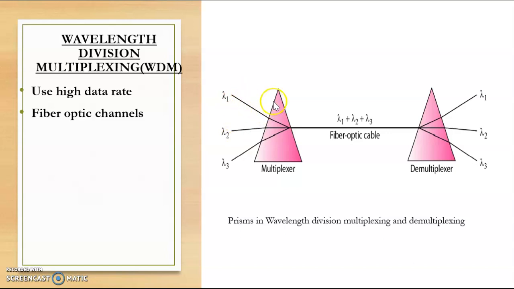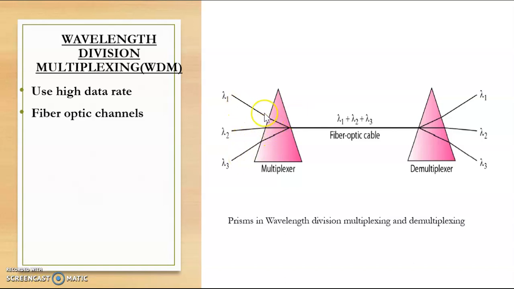Consider this is the air and this is made up of glass or any dense medium. Then again air, and again another dense medium, say for example glass. When a light ray passes from a less dense medium to a more dense medium, there will be refraction based on the angle of incidence. Same way at this point, when the light ray passes from a more dense medium to a less dense medium, again there will be refraction based on the angle of incidence.